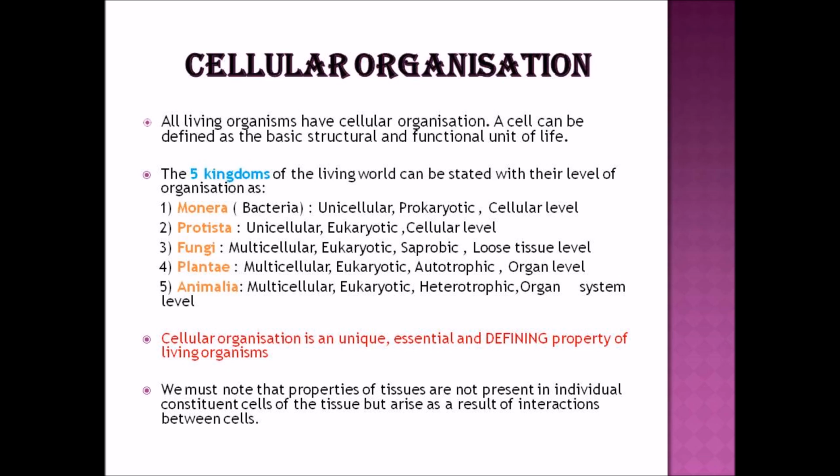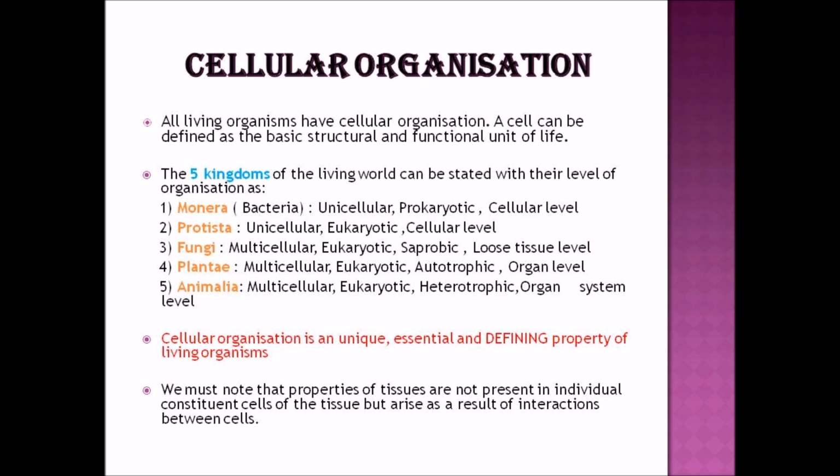The first kingdom is kingdom Monera, which includes bacteria. These are unicellular, prokaryotic, having cellular level of organization. Unicellular means that they are made of only one cell. Prokaryotic means that in their cells, the nucleus is not bound by a nuclear membrane. In other words, the genetic material lies scattered in the cytoplasm of the cell.